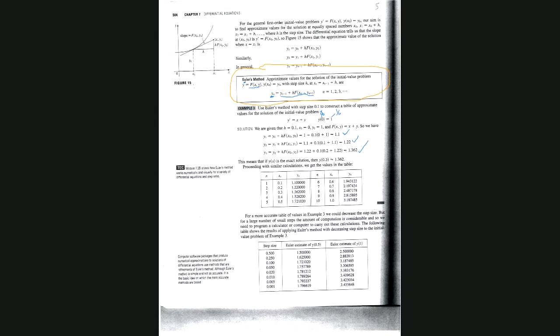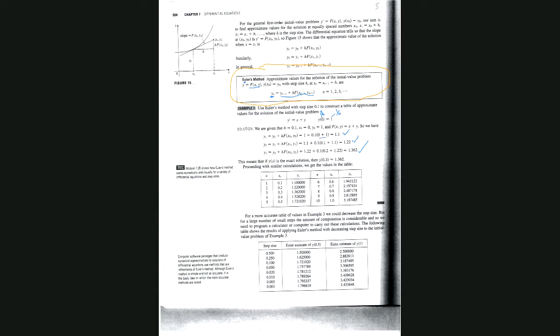So y sub 0 is 1, h is 0.1, and when x sub 0 is 0 and y sub 0 is 1, the derivative is 0 plus 1, and you get 1.1. So that's your first approximation.